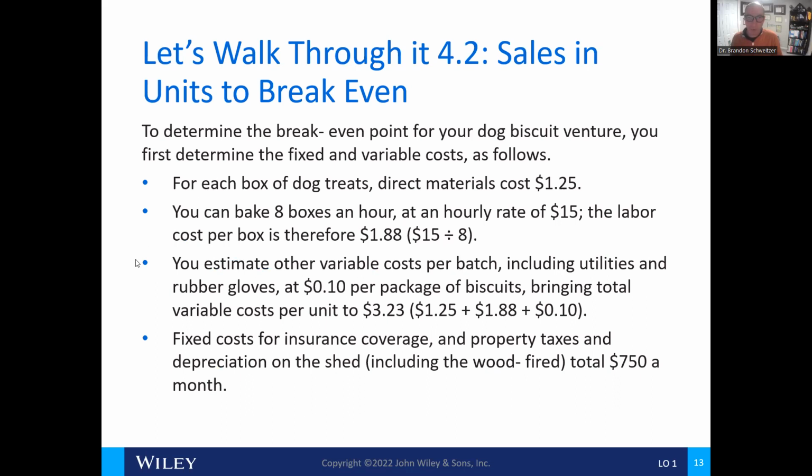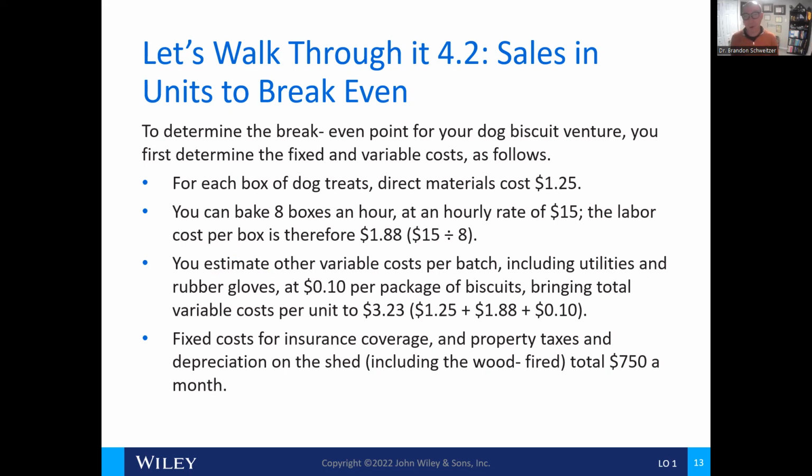Here we have an example of a company that sells dog treats. The direct materials cost is $1.25. We can bake 8 boxes in 1 hour. The hourly rate is $15 per hour. The labor cost per box is $1.88. That's the hourly rate divided by the 8 boxes in 1 hour.